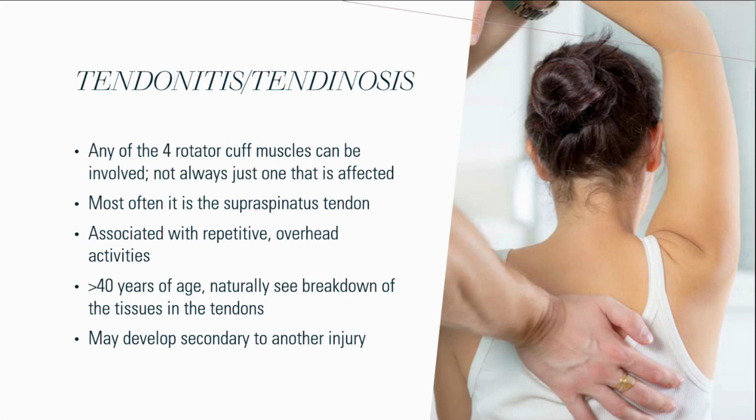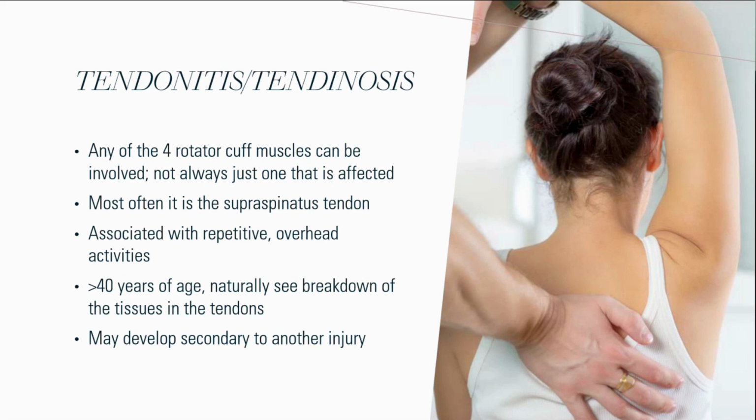A lot of clients also come in with something called tendinitis or tendinosis. These are conditions that can affect any of the 4 rotator cuff muscles. So oftentimes it's more than just one tendon that's involved. It can be just one, but oftentimes we'll usually see a couple that are affected by this condition. More often than not, it's the supraspinatus tendon that's affected. So again, that one that runs across the top of the shoulder.